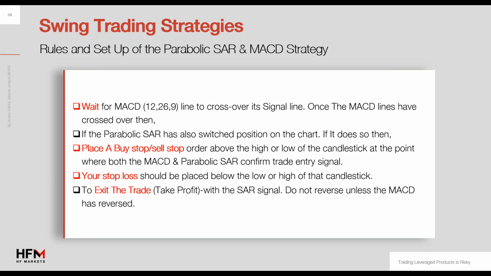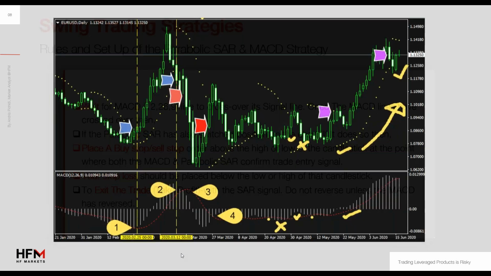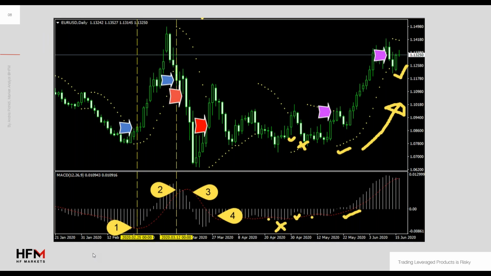The stop loss in the meantime should be placed below the low or above the high of the candlestick. The target area, the exit of the trade, could be on the SAR signal. So I will show you an example right now, because this is the only way to make things clear. Okay, so what do we have over here?